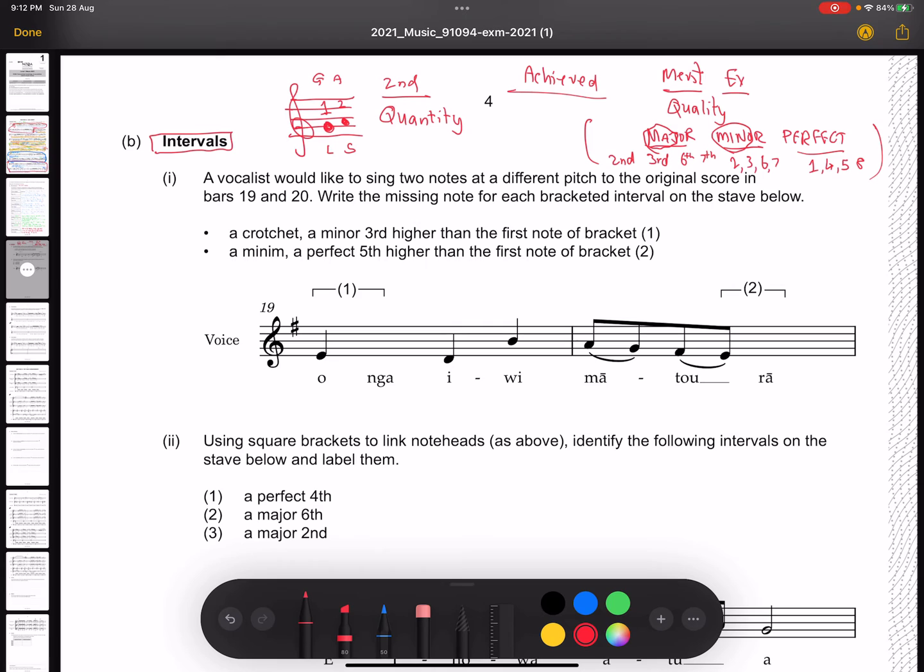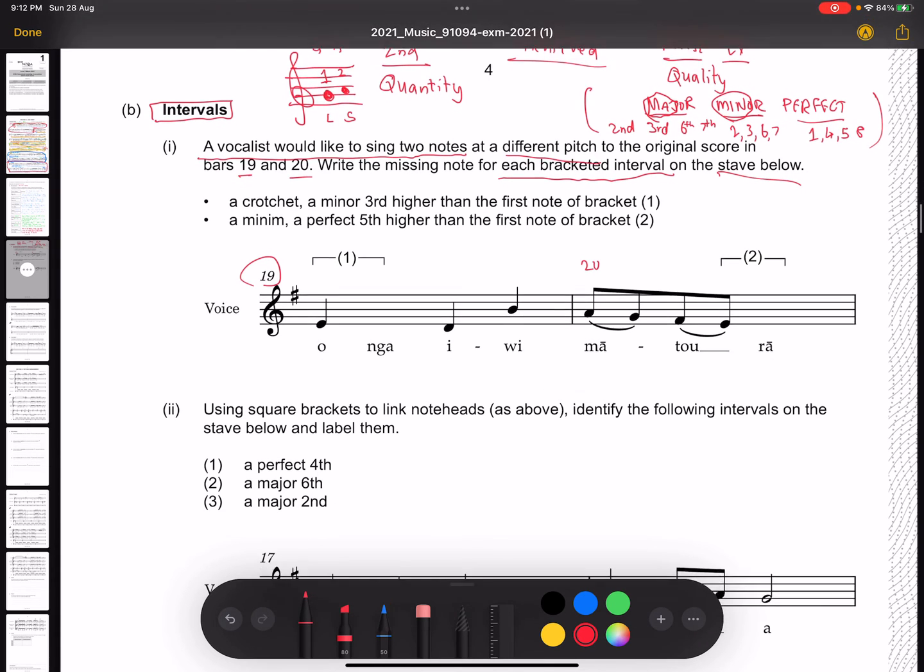But for this question, let's just see if we can actually answer it. A vocalist would like to sing 2 notes at a different pitch to the original score in bars 19 and 20. Here's bar 19. Here's bar 20. Write the missing note for each bracketed interval on the staff below.